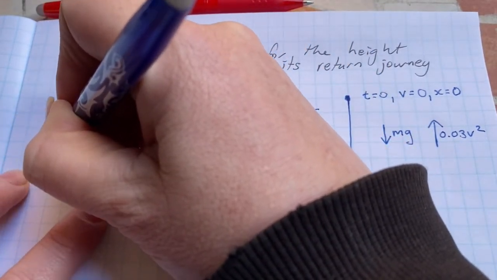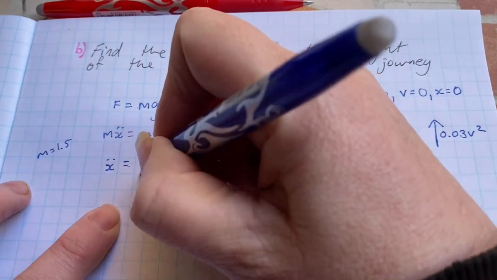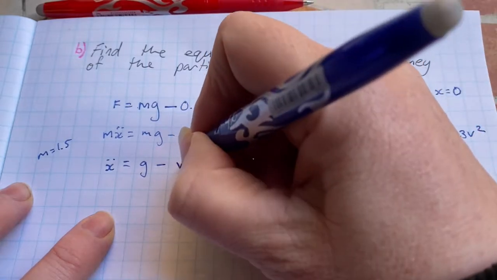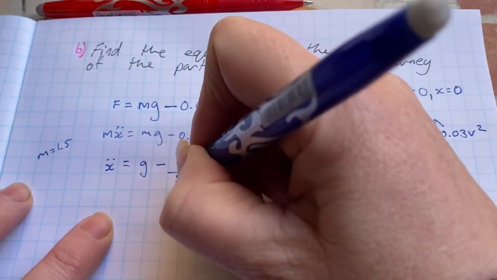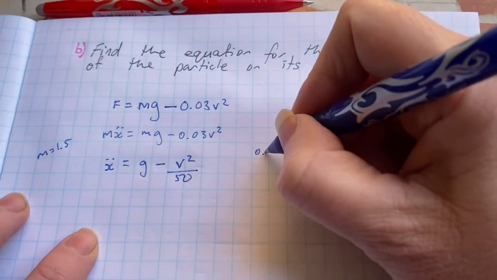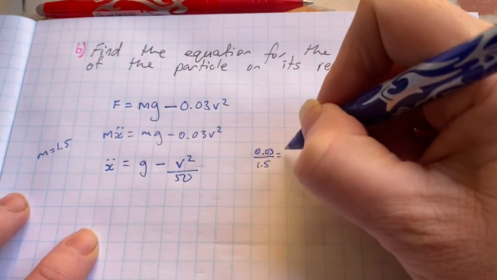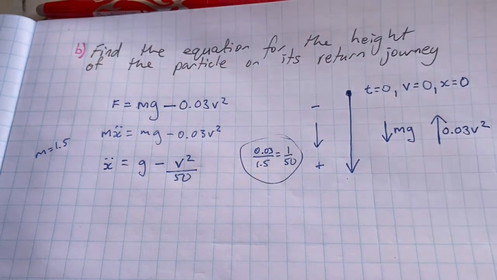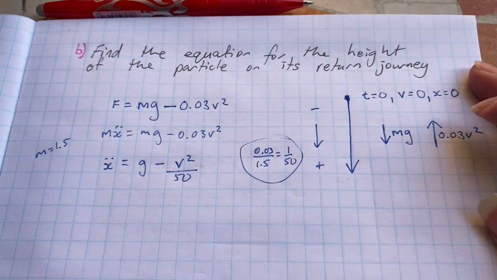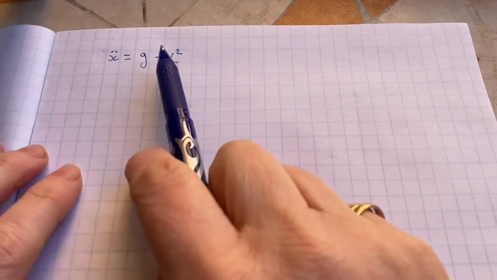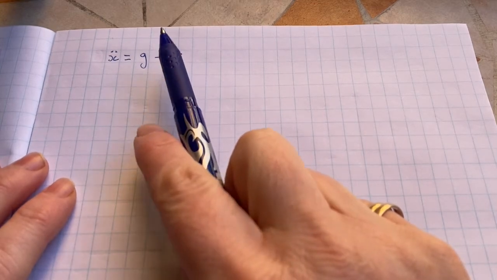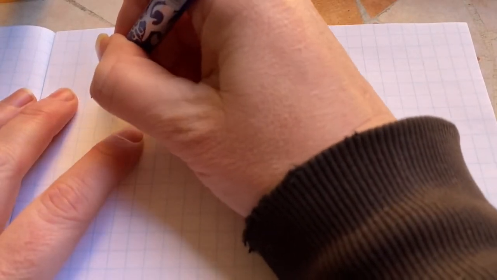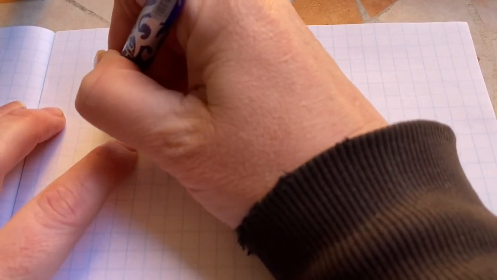I'll just write over here, m equals 1.5, so acceleration equals our g minus, now remember 0.03 over 1.5 was 1 on 50. So that's where that came from. So 0.03 over 1.5 equals 1 on 50, just as an aside there. So there's our equation for our acceleration when we're traveling down. Okay, so we're going to integrate this. Now we do want to know about height, and we've got velocity, so v and x. So that v dv dx formula once again is going to come in very useful.